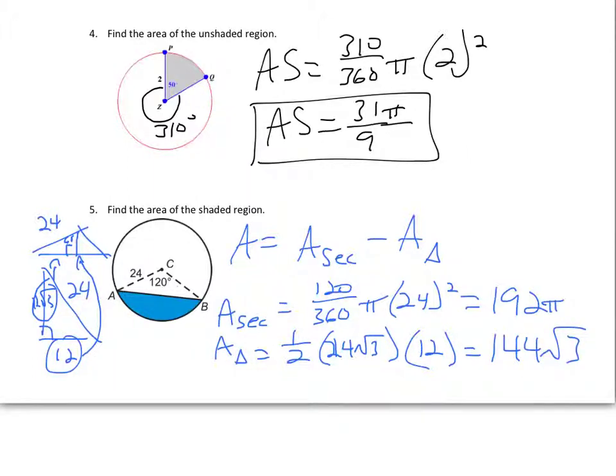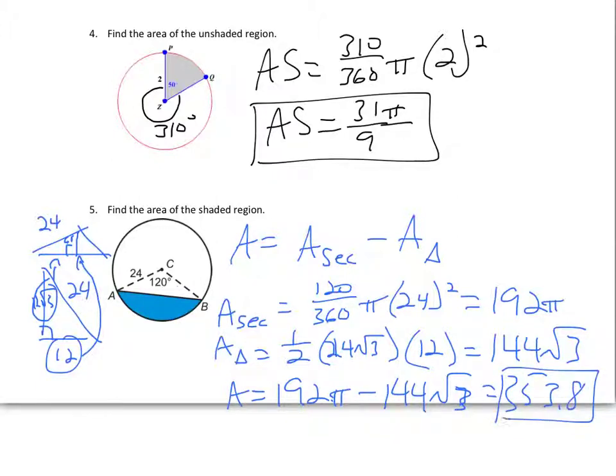So the final area of our shaded region is those two subtracted from each other. So the area equals 192 pi minus 144 root 3. Okay, so that's the exact answer. If I asked for a rounded answer, you could type in your calculator 192 pi minus 144 root 3, and you're going to get 353.8. That's the final answer.